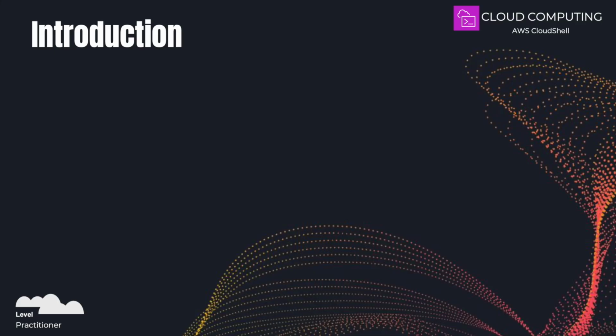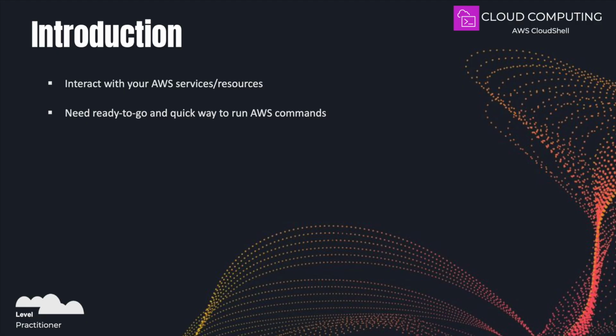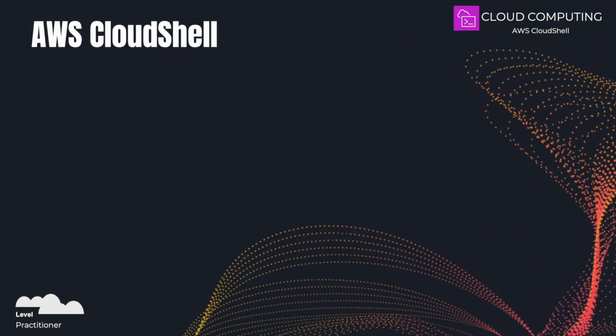In this video, we're going to take a closer look at AWS CloudShell. Normally, when you want to interact with AWS services like the CLI, you'd have to install the AWS CLI on your local machine, configure credentials, and make sure it's always kept up to date. But sometimes you just need a quick and ready-to-go way to run CLI commands directly in your AWS account without any extra setup. That's where AWS CloudShell comes in.